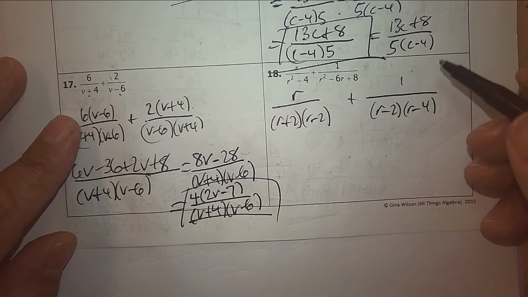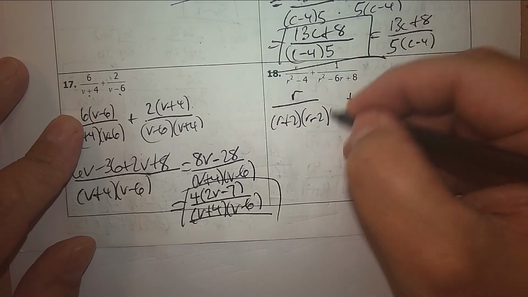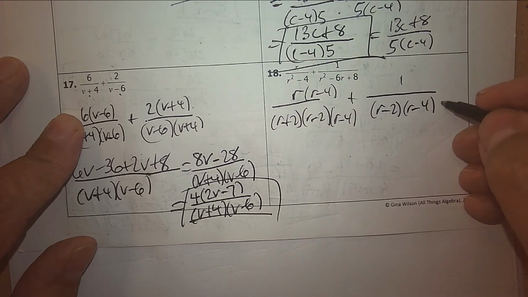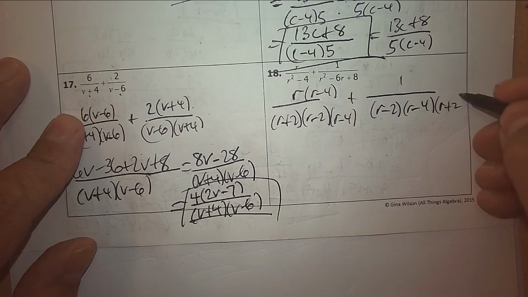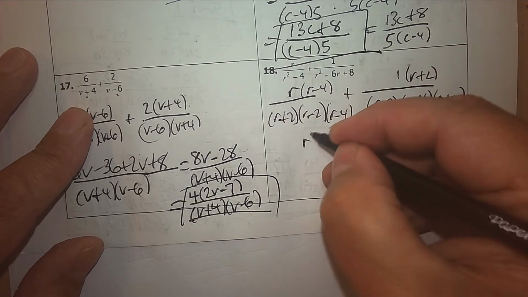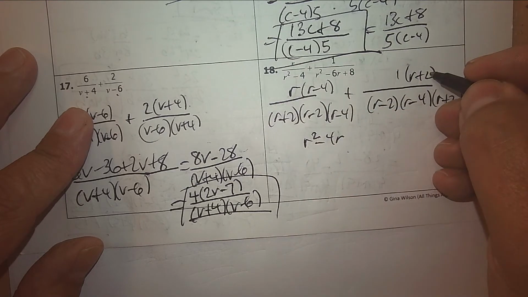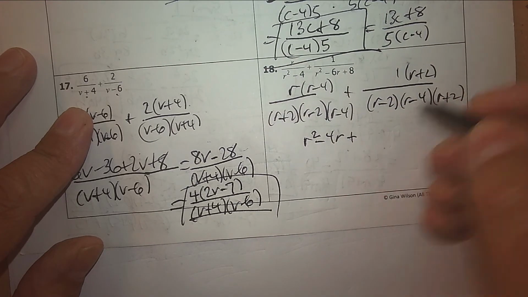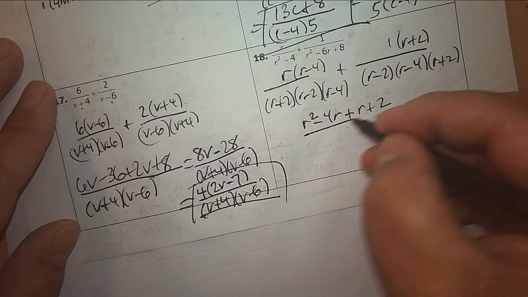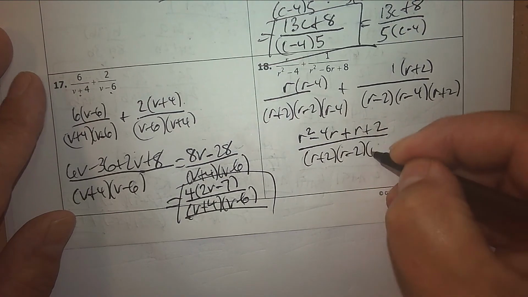So what does the second denominator have that the first one needs that it doesn't have? So it needs r subtract 4, top and bottom. And the second one that it doesn't have is an r plus 2, top and bottom. Now they match. So now you have r squared, negative 4r, and you have r plus 2. So we have r plus 2, r take away 2, r take away 4.